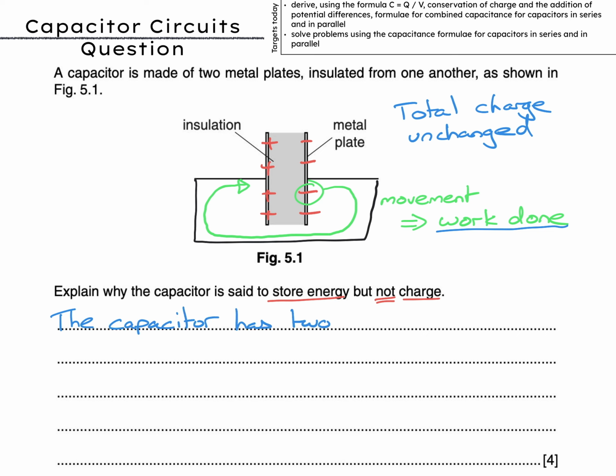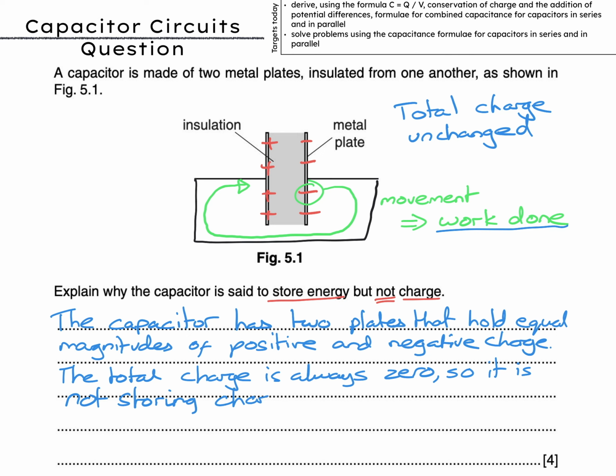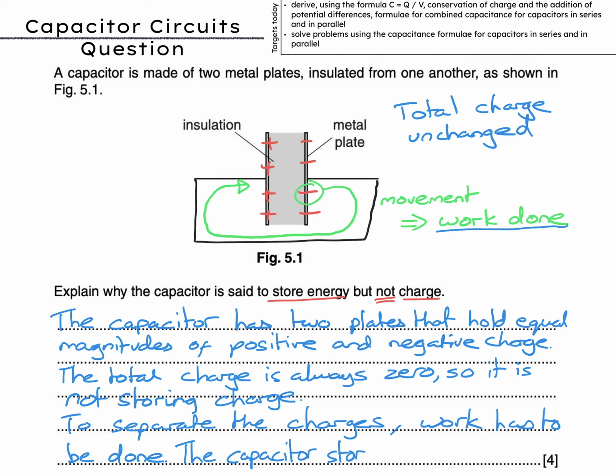The capacitor has 2 plates that hold equal magnitudes of positive and negative charge. The total charge on the capacitor is always 0, so it's not storing charge. To separate the positive and negative charges, work has to be done. The capacitor is storing this energy as potential energy. It has the potential to discharge.